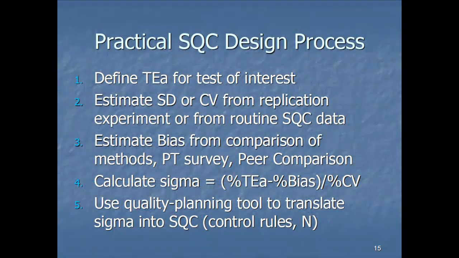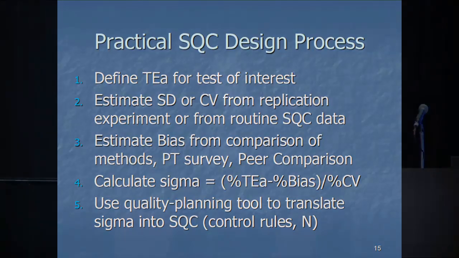So the process you go through to pick the rules: define the quality that's required, estimate the precision, estimate the bias, calculate sigma, and then use one of these tools, or if you can remember the rules of thumb, you've got a good starting point. So what are the important rules of thumb? Sigma's 5 and above, N of 2, 3S limits. Sigma of 4, double the number of controls, at least 4, multi-rule. Sigma is a 3 and less, get rid of the damn method.